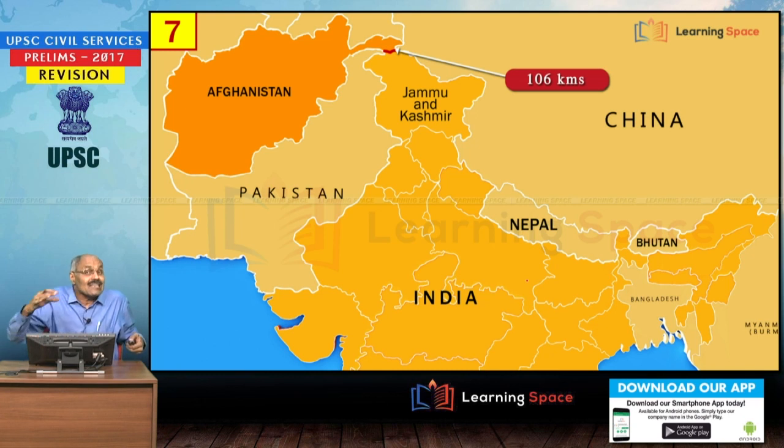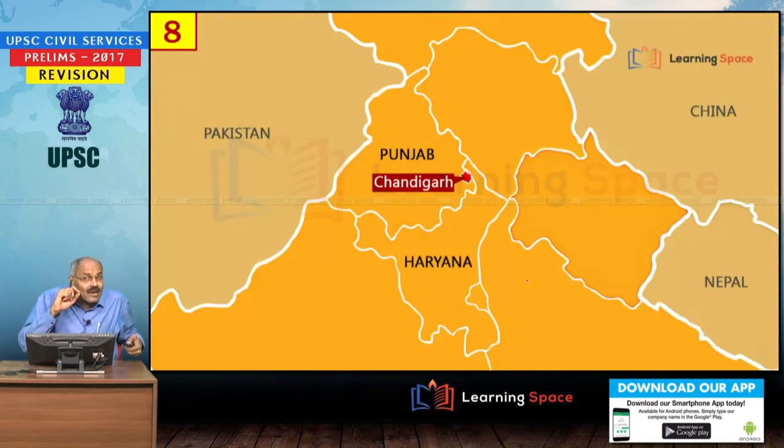So these are the international borders and the states in our country involved. So 7 countries share international border with India: Pakistan, Afghanistan, China, Nepal, Bhutan, Myanmar, then Bangladesh. Then if you go ahead, I am going to look at the boundaries of union territories.